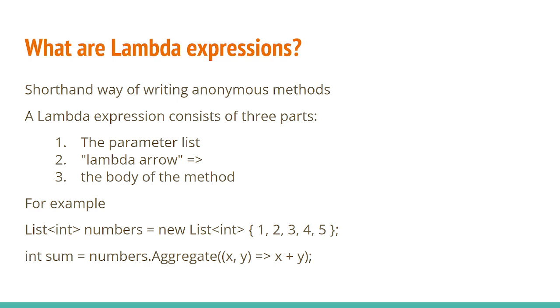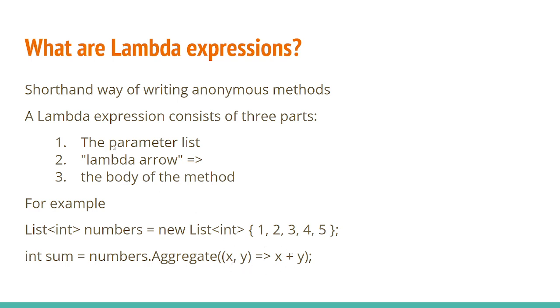A Lambda expression consists of three parts. The first is the parameter list, the second is the lambda arrow, and the third is the body of the method. For example, here we have a list of integers 1, 2, 3, 4, 5, and here, if you see, this is the lambda.